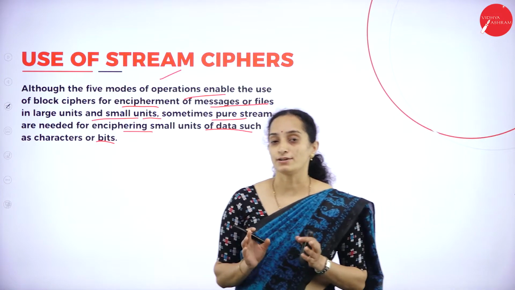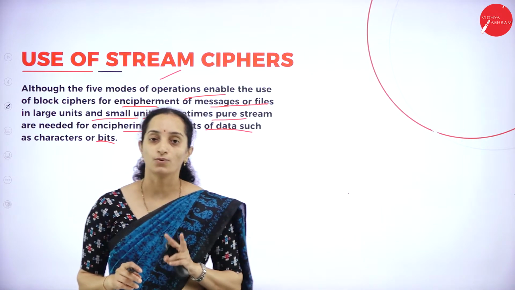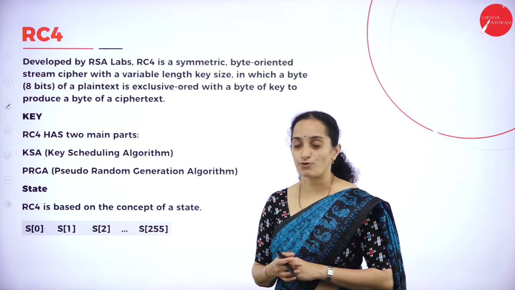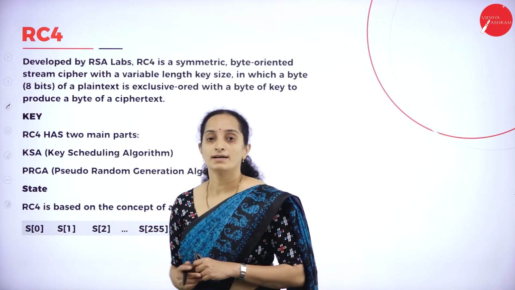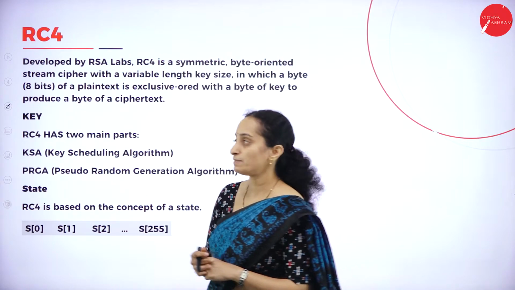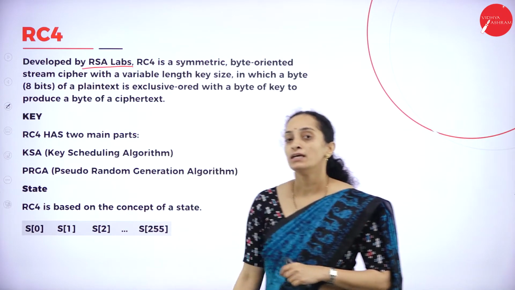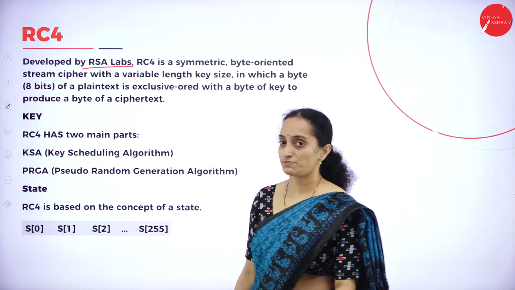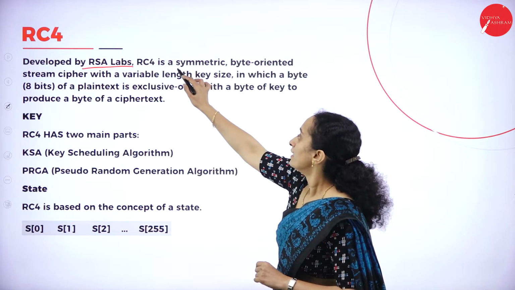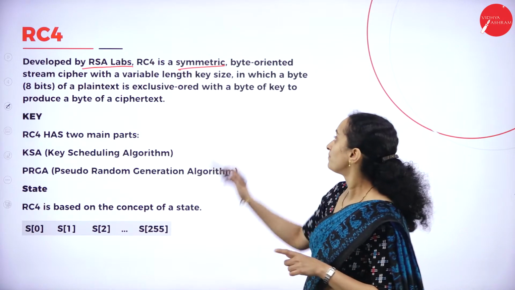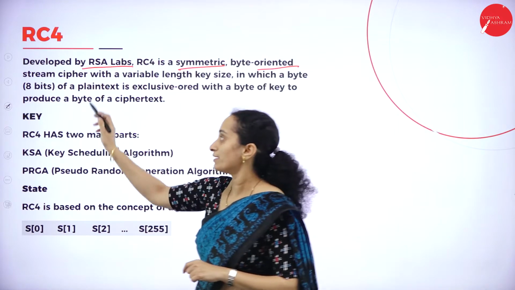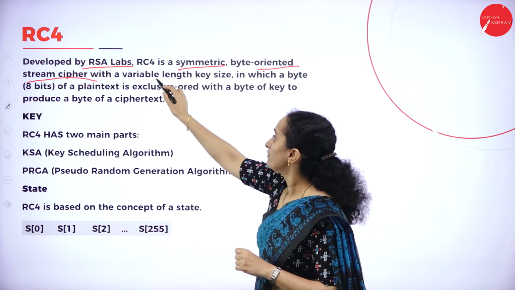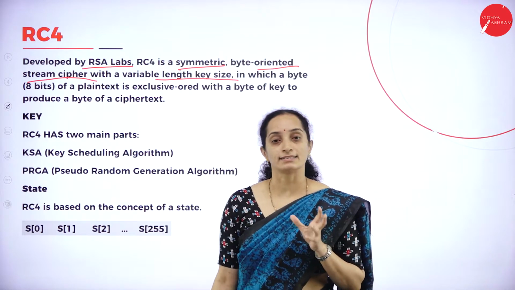In this, we have a set of stream ciphers, but we are going to study only 2 types of stream ciphers. The first one is the RC4. Okay, so RC4 was a stream cipher method developed by RSA Labs, which gave the name RC4 for the stream cipher method. RC4 is a symmetric byte-oriented stream cipher. It depends on the byte, okay, 8 bits or a byte, with a variable length key size. Key size will not be fixed.